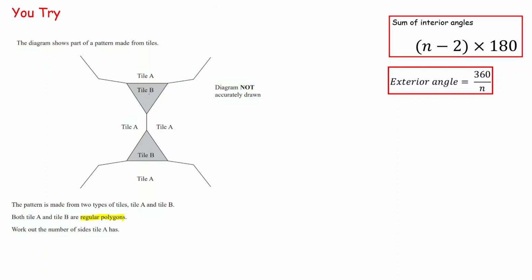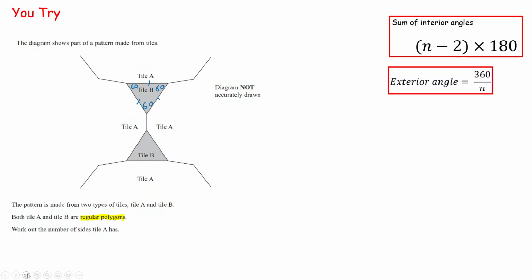I'm just thinking, if tile B here is a regular polygon, well, that's going to be a regular triangle. And we know that angles in a triangle add to 180. If it's regular, they must all be equal to 60. I could use my formula here to do that, but I'm not going to because I know that angles in an equilateral triangle are 60.